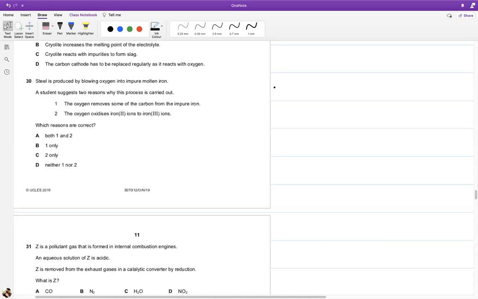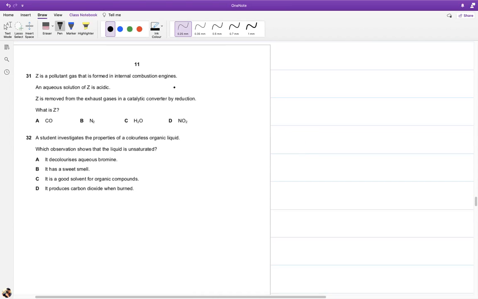देखते हैं. वो कहते हैं oxygen removes some of the carbon from the impure iron. Yeah, because we want to make sure that we have a certain percentage of carbon in it. And the second one says the oxygen oxidizes iron to ions. नहीं भाई, it doesn't oxidize. Even if it does, we don't care about it. Actually, it doesn't वैसे. So this is only one is true, 2 is not.